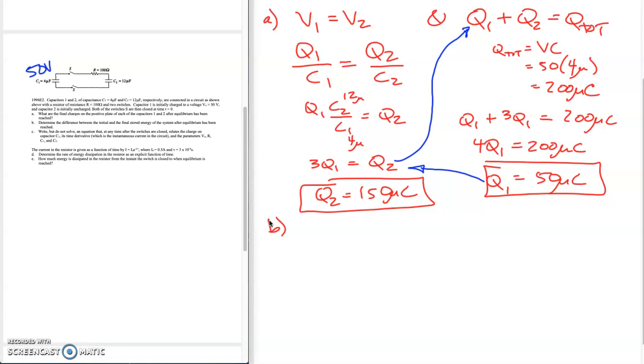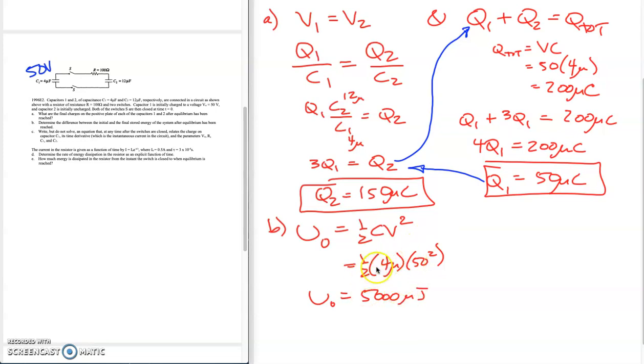All right, part B. Determine the difference between the initial and final stored energy. Well, the original potential energy is going to be 1/2 CV squared. They gave us C, they gave us V, so that'll be 1/2 times 4 micro times 50, don't forget to square that, and that will get us 5,000 microjoules. So 1/2 of 4 is 2, 2 times 50 squared gets us 5,000.